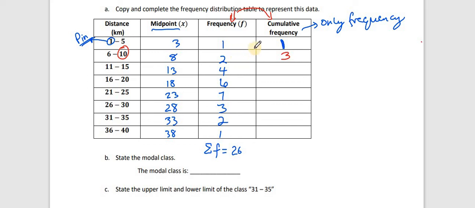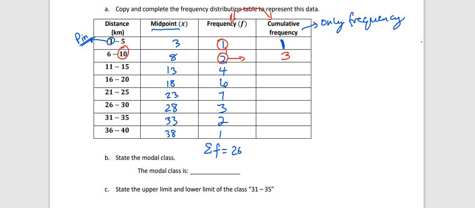Very good. So basically you add this 1 and the 2, and you get 3. Everybody get that? Because from 1 to 5, you only have 1 person, and from 6 to 10, you have 2 persons. So if you're going from 1 to 10, counting both classes, the number of persons in both classes combined is 3 persons.